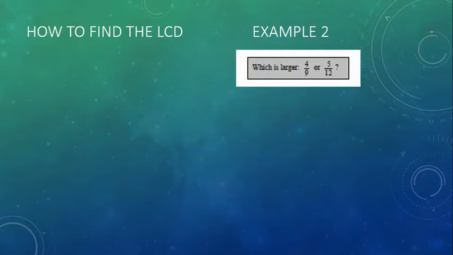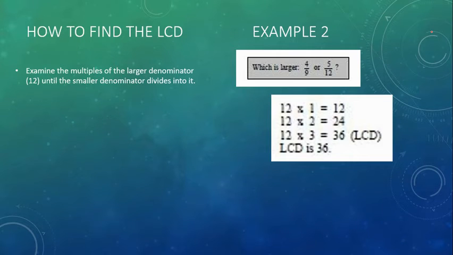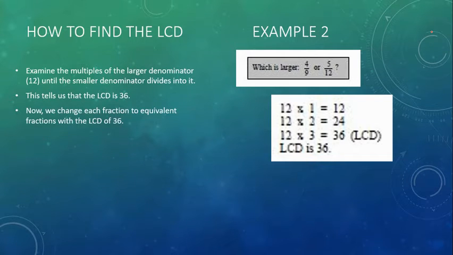Let's look at example 2. Which one's larger, 4/9 or 5/12? Examine the multiples of the larger denominator, 12, until the smaller denominator divides into it. So go ahead and see if you can figure out what the LCD here is. Okay, so notice that 12 times 1 equals 12, 12 times 2 equals 24, 12 times 3 equals 36. Well, 9 is a factor of 36, okay? And that tells us that 36 is our LCD.